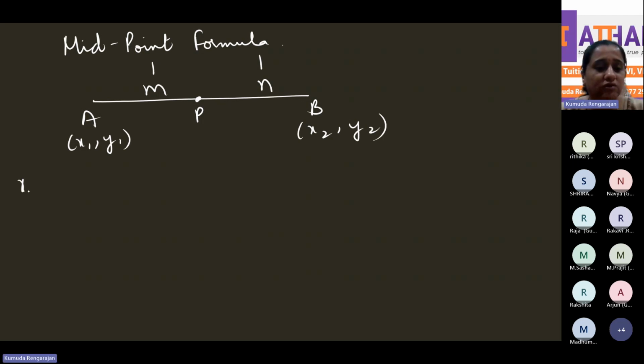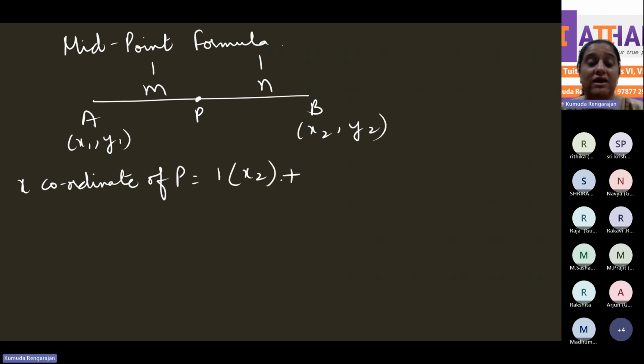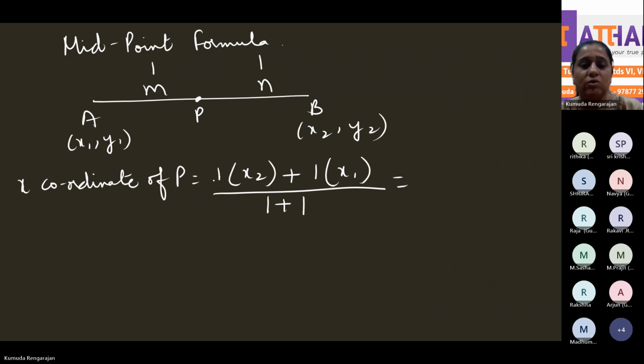Then the x coordinate of P is equal to, the formula is what? mx2 plus nx1 by m plus n, 1 plus 1, which is nothing but 1 into x2 is x2, 1 into x1 is x1. So it's x2 plus x1, what we're getting. You can write it as x1 plus x2 by 2.